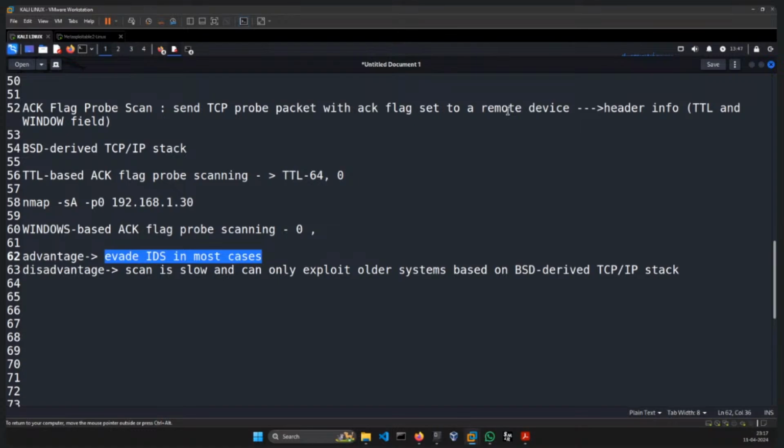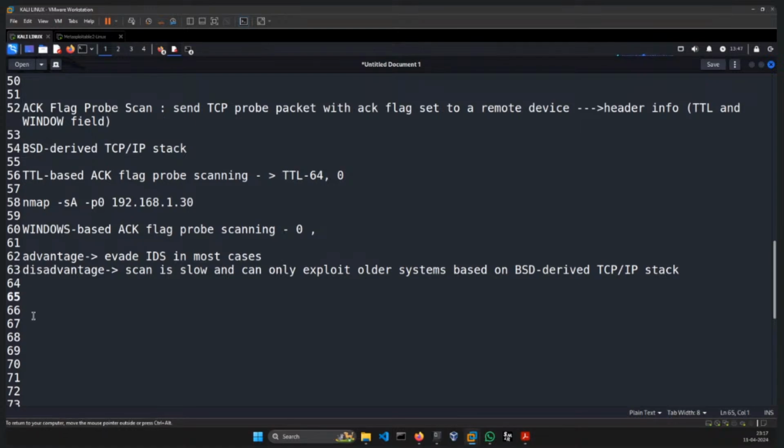But the disadvantages are that this is very slow and can only work on older systems based on the BSD-derived TCP/IP stack. So I would suggest you go and search for what these BSD-derived TCP/IP stack machines or operating systems are. It will be clearer to you.